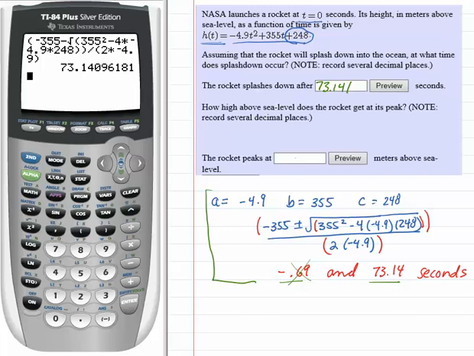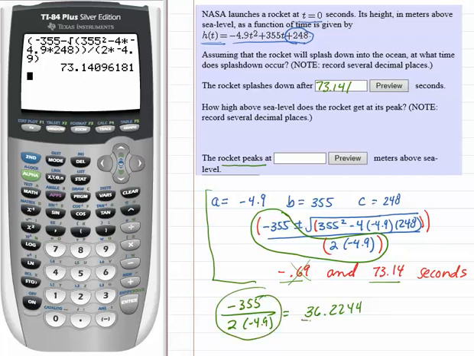Now if you wanted to know when the rocket's going to reach its maximum height, you're looking for the vertex. So what you could do is take the front part of the quadratic formula, that part right there, and I went ahead and did that work. I took the opposite of b all over 2a, and I got 36.2244. Now that's when the rocket's going to reach its peak, but it wants to know how high the rocket will be. So the next step would be to take that value, 36 seconds. Actually, I'd probably have to record it with a few decimal places. And I'd have to plug it back into my equation and then come up with the height of it. So I'll go ahead and leave that to you to do.